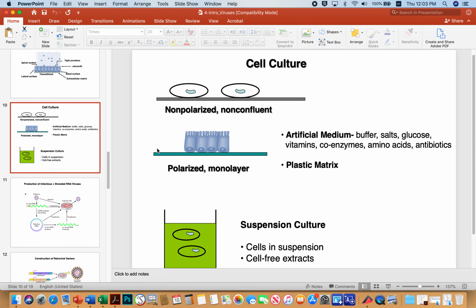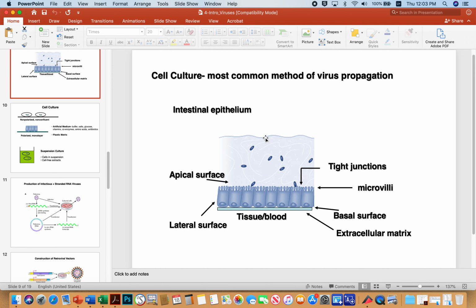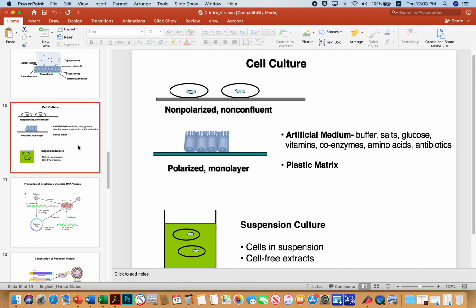So cell cultures are often not particularly realistic, like you see here with the mucus and the monolayer and an immune response under here and all that. Obviously, you don't want anything getting in the way of virus propagation if you're just trying to grow them in the lab. So sometimes we have non-polarized, non-confluent cells. So these sort of rounded up non-confluent cells, they're not touching each other, are stuck to plastic or glass. Very different from a polarized monolayer.